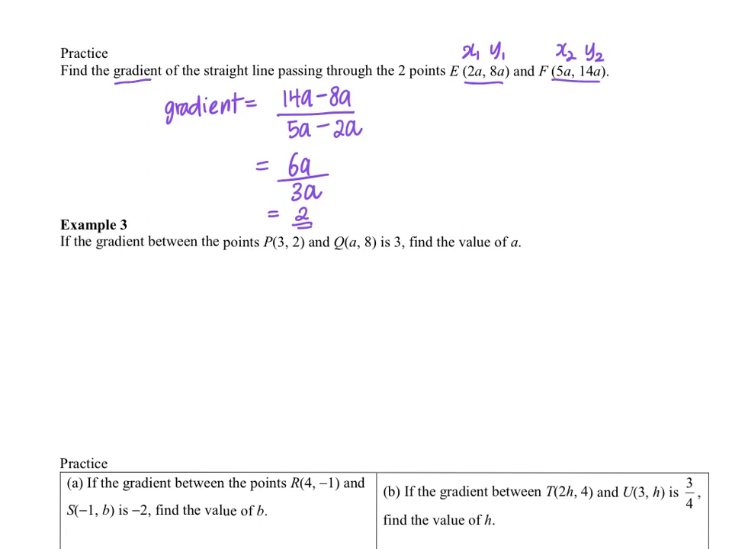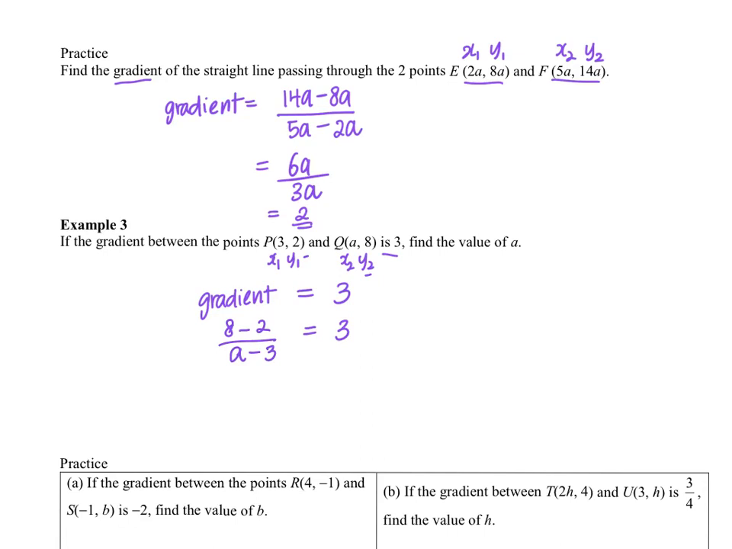Example number 3. If the gradient between 2 points is 3, how do we find a? We have x1, y1, x2, y2. Now the gradient is 3, that means the gradient equals 3. But how do we find the gradient? We need to form an equation first. So it's equals to 3, but the gradient tells me is y2, which is the number 8, minus y1, 2, over x2, a, minus x1, which is 3.